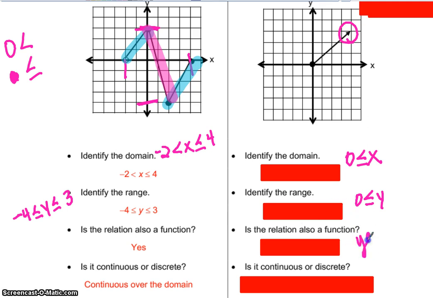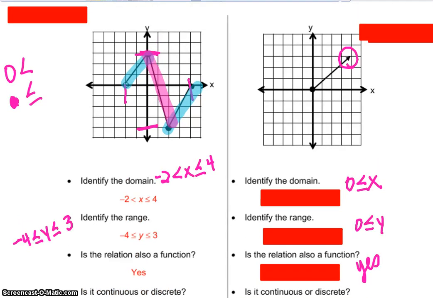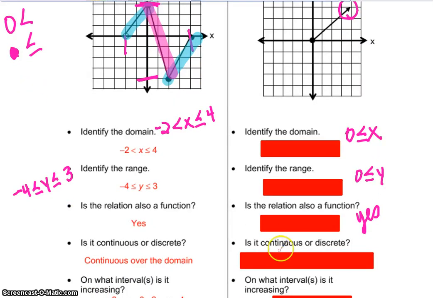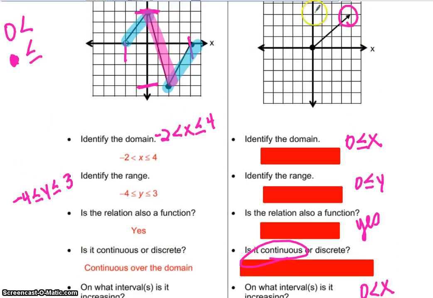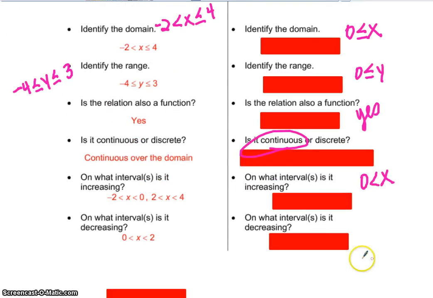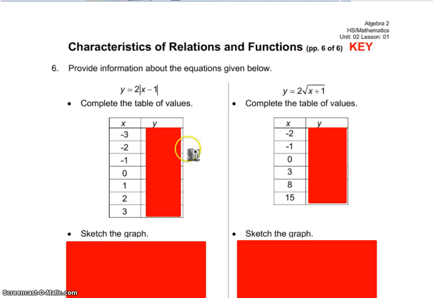Is it a function? Yes, it is a function. It passes my vertical line test. Is it continuous or discrete? They gave me a graph with a solid line, and so that makes it continuous. On what interval is it increasing? Well, it starts going up at 0 is less than x, because we never put that line. When does it quit going up? It doesn't. It goes up forever, so you don't put a stopping point. And then on what interval is it decreasing? Where at on this graph is it going down? It never is, and so you can tell me there's not one, you can tell me NA, you can tell me none.